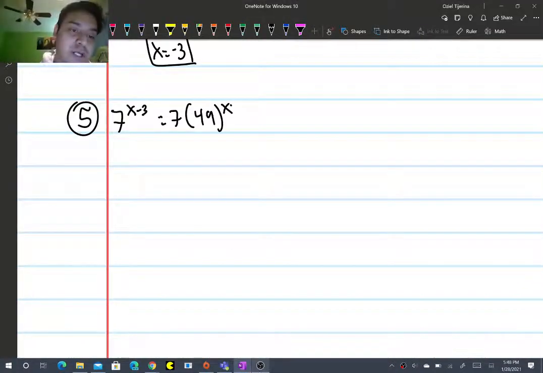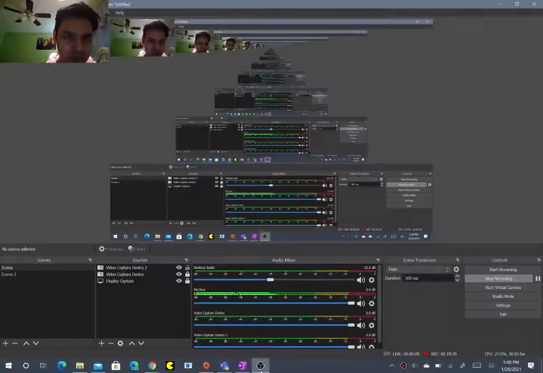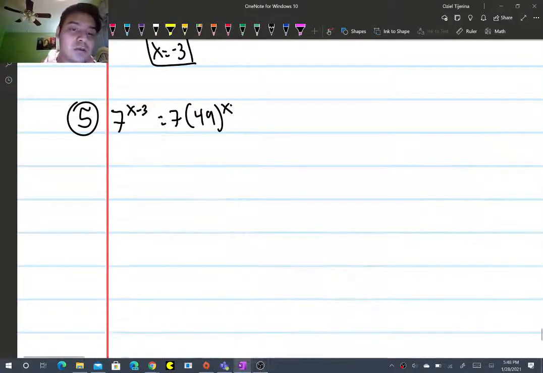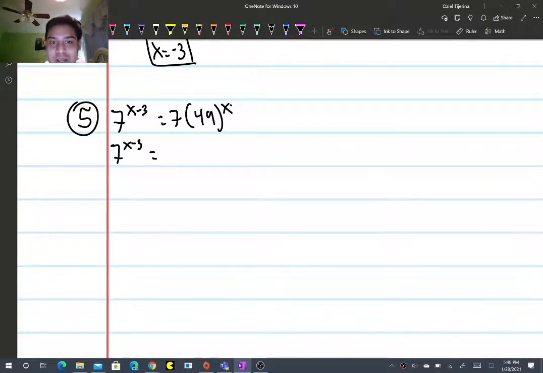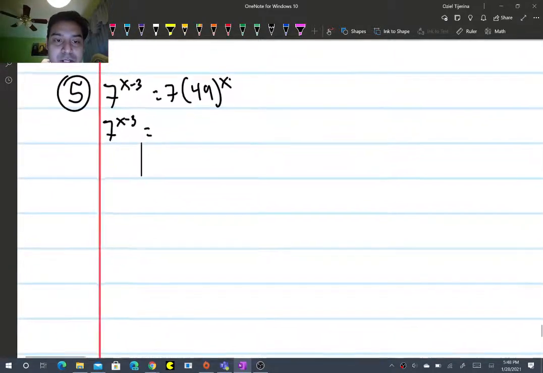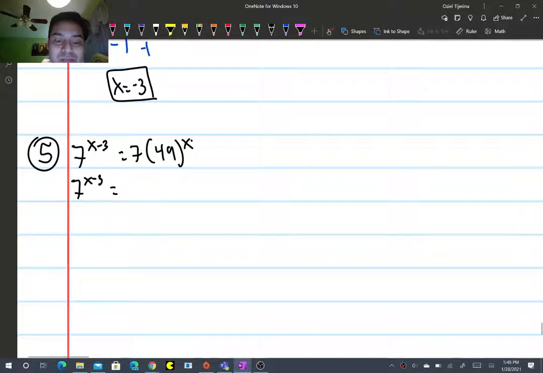So this one, and let me make sure my camera is okay. Now we have 7 to the x minus 3, and one of the things that I'm sure a lot of students will make mistakes on. I mean, because I'm not a teacher, but I know for a fact that I would make this mistake if I were not really educated on exponential equations and my exponential rules, like my laws of exponents.